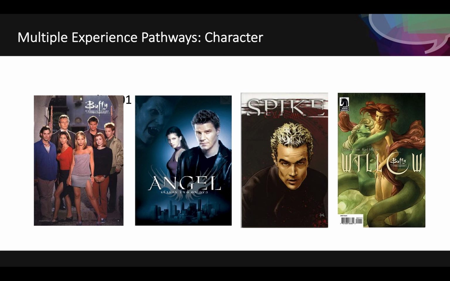Willow, Buffy's best friend, wound up going on her own journey of discovery as she discovered that she was not only a witch but also a lesbian, right? And so she was also enough of a fan favorite and a wonderful character that she got her own spinoff in comics again years later.